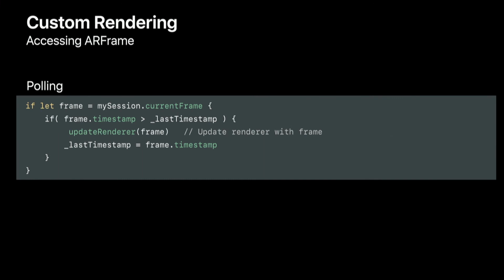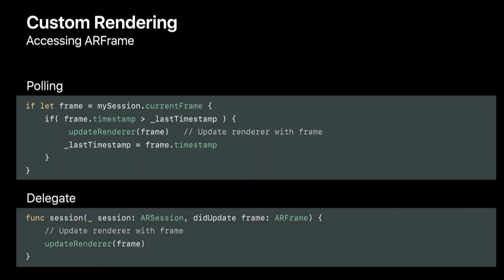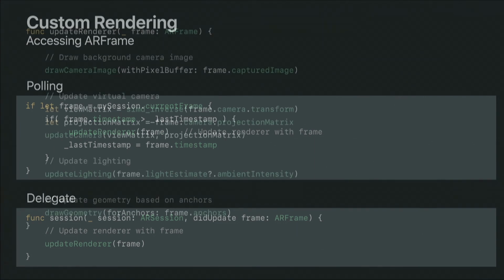An alternative is to use our session delegate, which provides you with session did update frame every time a new frame has been calculated. In that case, you can just simply take it and then update your rendering. By default, this is called on the main thread, but you can also provide your own dispatch queue, which we will use to call this method. So let's look into what update rendering contains.